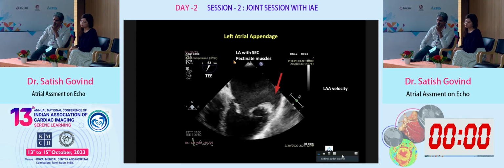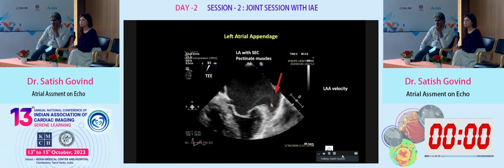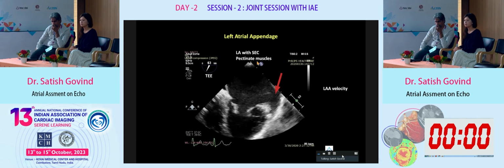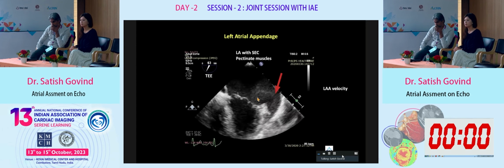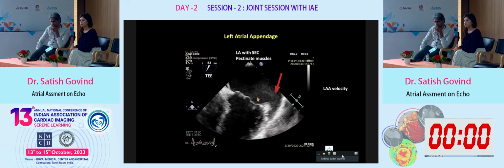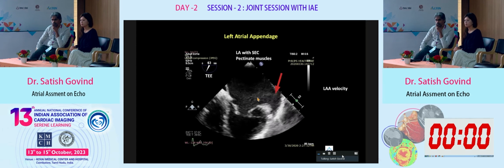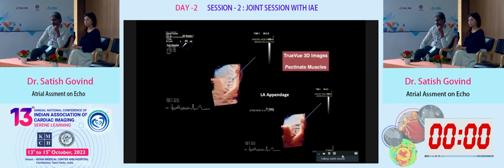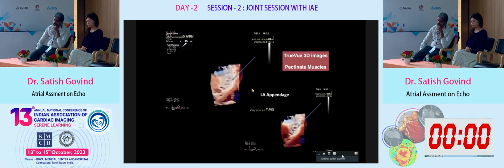Then looking at the left atrial appendage itself, many times, especially when doing TEEs, we look at the pectinate muscles and end up in a dilemma. Is it really a thrombus or is it the pectinate muscle itself? This is an area where we may sometimes depend on the CT to provide the differentiation. With 3D, it can sometimes be helpful in identifying. This is the shelf-like structure of the pectinate muscles seen from the left atrial appendage.